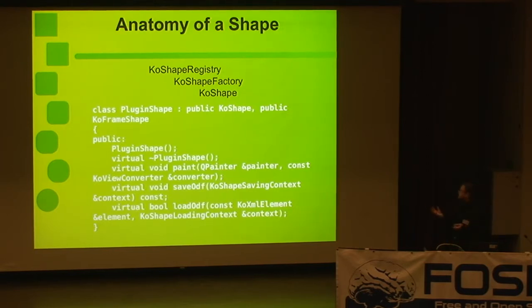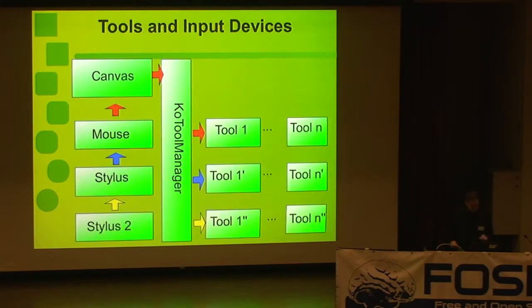So what does a shape do? A shape loads itself, paints itself, and then when asked, it will save itself to ODF. That's what we do in our core. When all these shapes are loaded, your document is created, and you see your document, you want to do some stuff to it. Remove text, add text, paint on it. And it can get quite complicated.